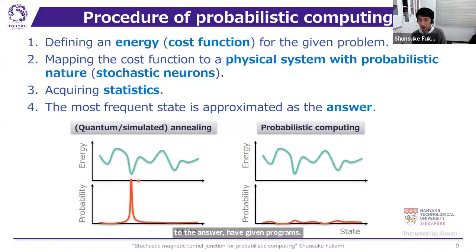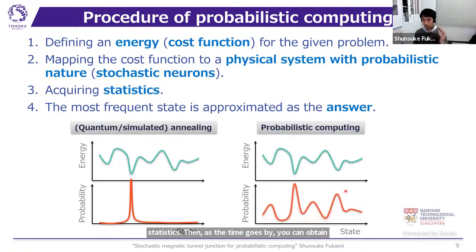For probabilistic computing, you also need to define a cost function or energy at the beginning, as in the case of quantum or simulated annealing. Then you just need to keep the temperature high enough, fluctuate the system, and take the statistics. As time goes by, you obtain a distribution of the observed states, and you can obtain the answer as the most frequent state, as shown here. One important point is that you can obtain the most probable answer, and the second, third, and fourth most probable answers, by one calculation.